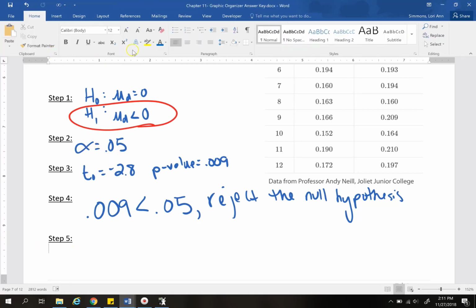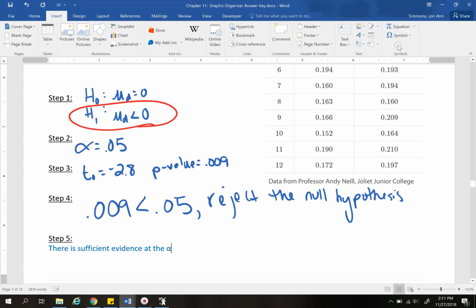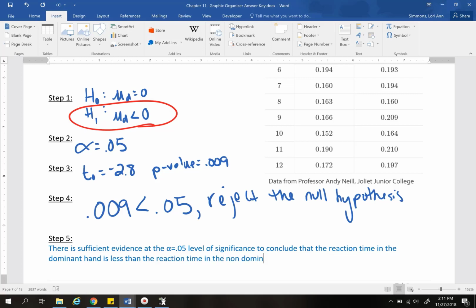Step 5, state the conclusion. We can say there is sufficient evidence at the alpha equals 0.05 level of significance to conclude that the reaction time in the dominant hand is less than the reaction time in the non-dominant hand.